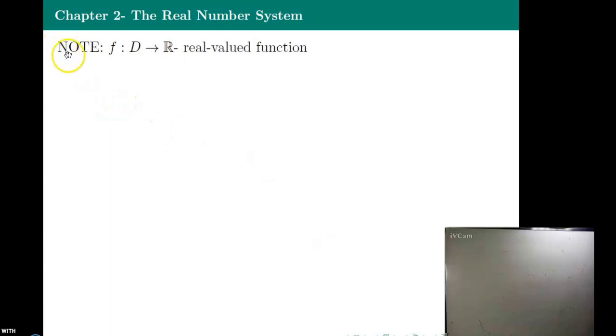But first, we note this notation. We have this notation of function from D to R. This is the real valued function. Whereas if we have this notation from D to R star, we call this function an extended real valued function.